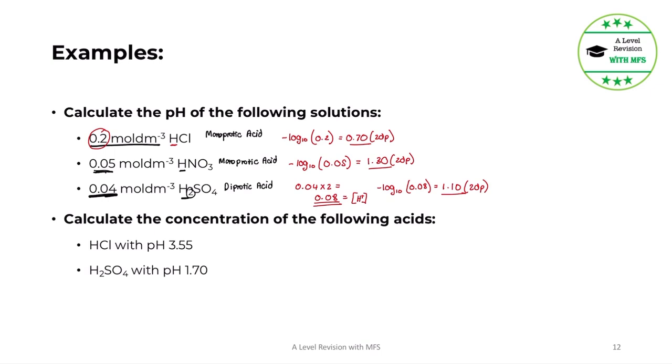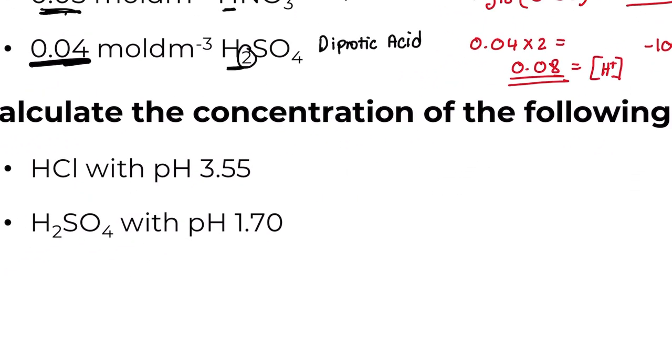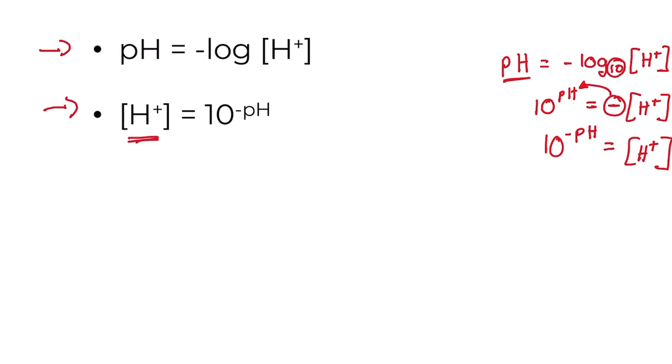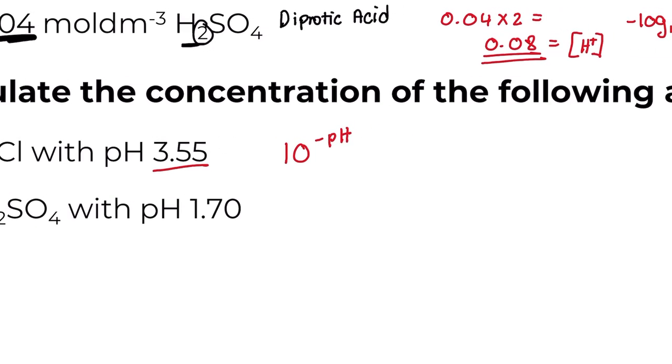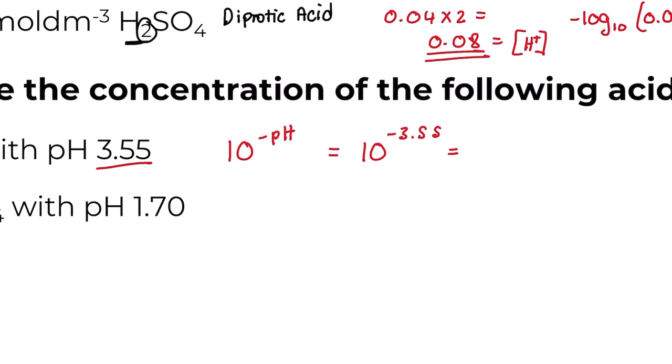Okay, now we're going to go on to calculate the concentration of the following acids. So let's start off with HCl with a pH of 3.55. So just memorize the equation. As I said, H plus concentration equals 10 to the negative pH. So we've got over here our expression, which is 10 to the power of negative pH. And the pH is 3.55. So all we're going to do is substitute this into the expression. And that's what we're going to type into our calculator.